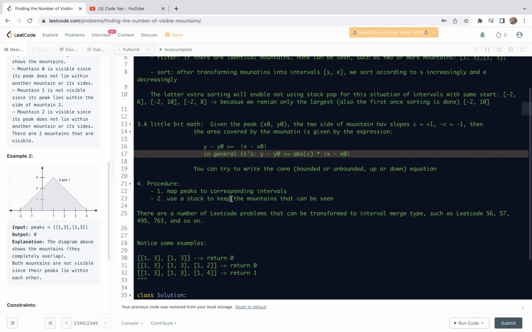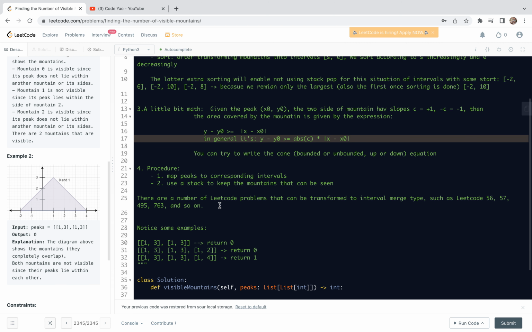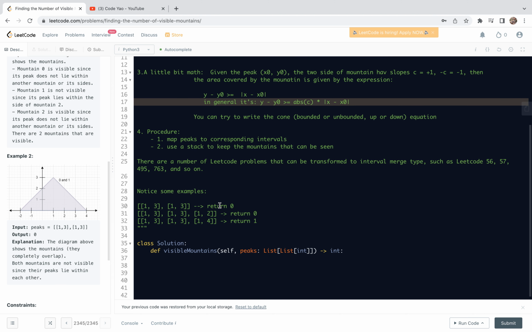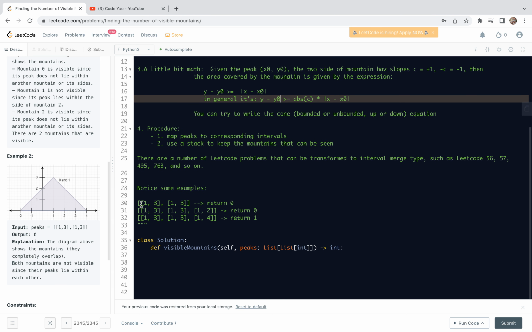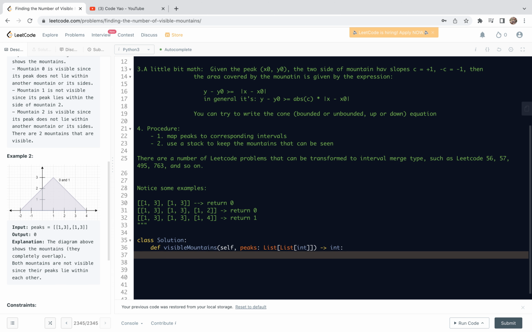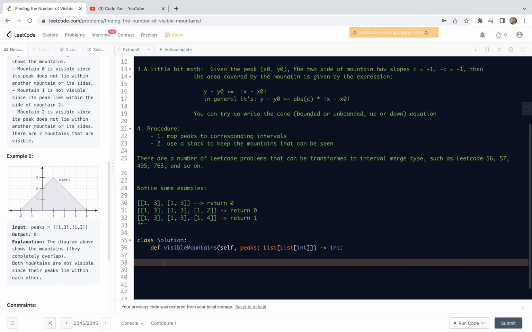First, we map the peaks to the corresponding intervals. Second, we use a stack to keep the mountains that can be seen. There are a number of Leetcode problems that can be transformed to interval merge type. We can use the interval merge solution, or we can use monotonic stack or just stack for this kind of problems. Here are some examples that are good to keep in mind when we write the code, so that we can check if the code logic is good.